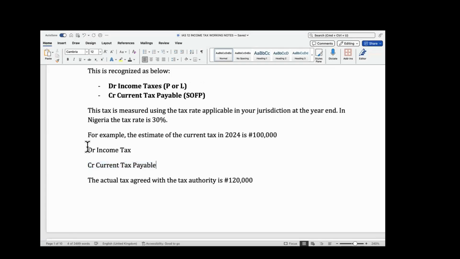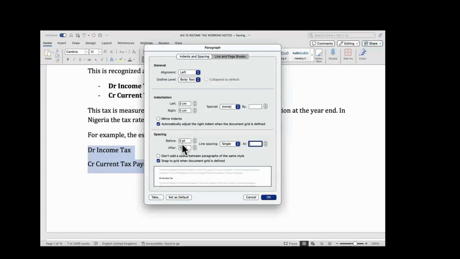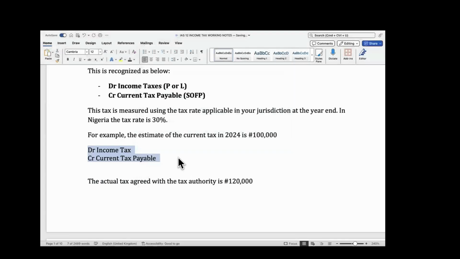So if I may ask, let's say after you filed your returns, you then pay this 100,000. Is there anybody that can tell me what would be the double entry to net off this 100,000? Let's say you pay this 100,000. What would be the double entry to net it off?